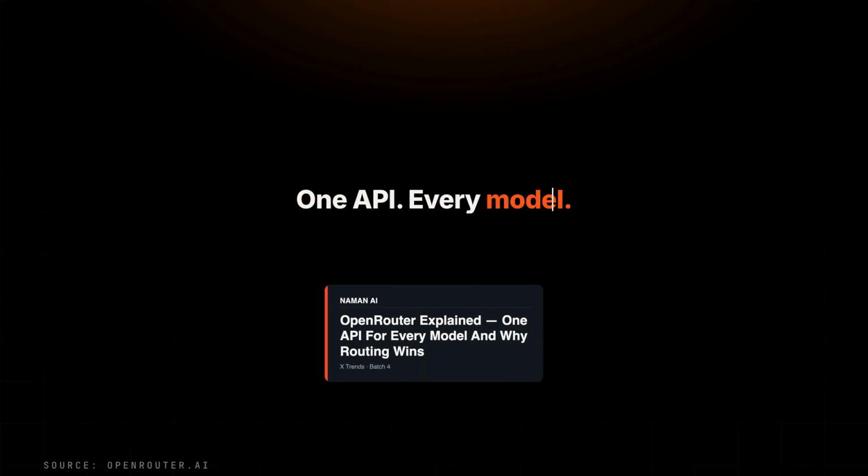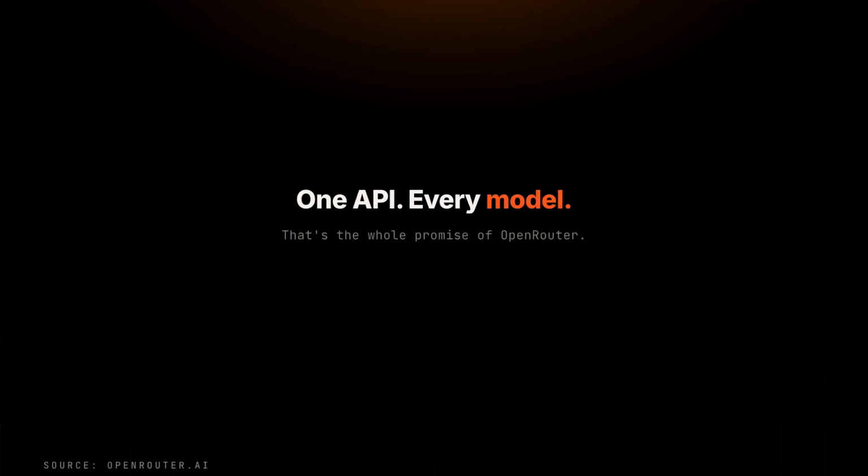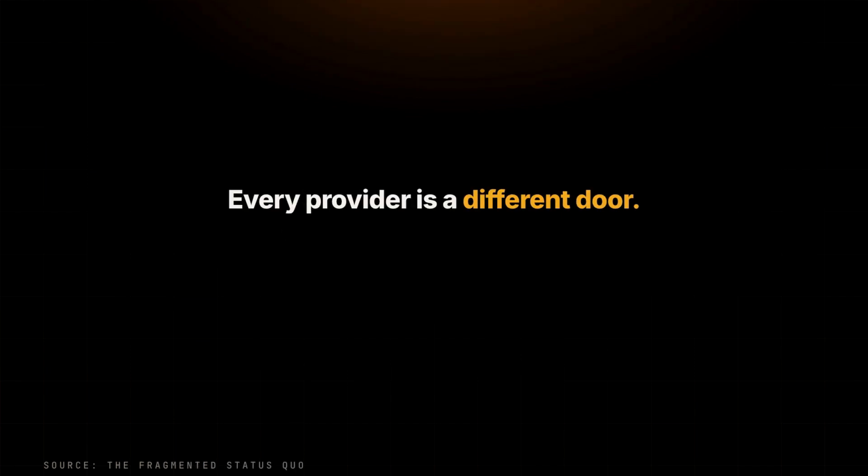One API, every model. That is the whole promise of OpenRouter. Over the next 10 minutes, we will unpack what it really does and why routing quietly became one of the smartest layers in the modern AI stack. By the end, you will know exactly when to reach for it and when to skip it. Start with the mess it cleans up.